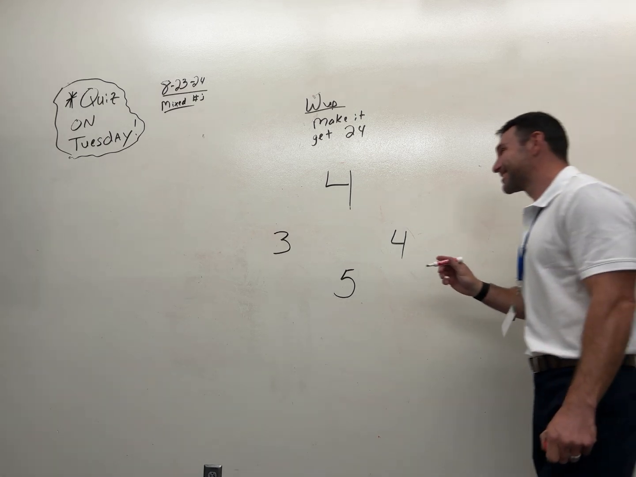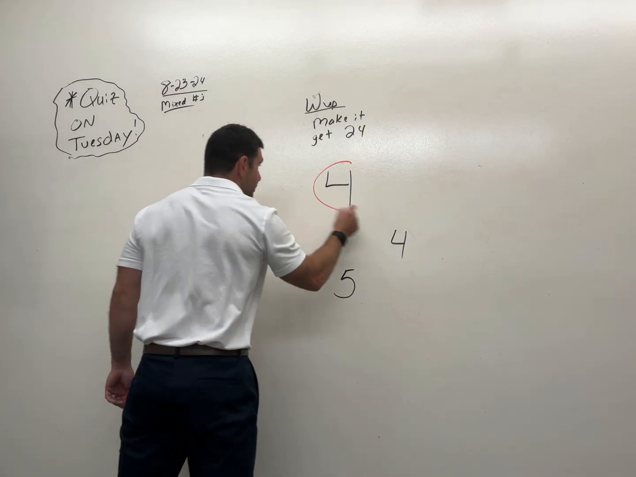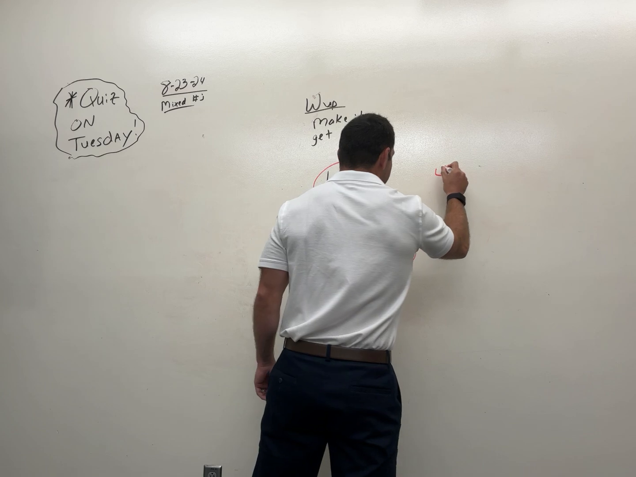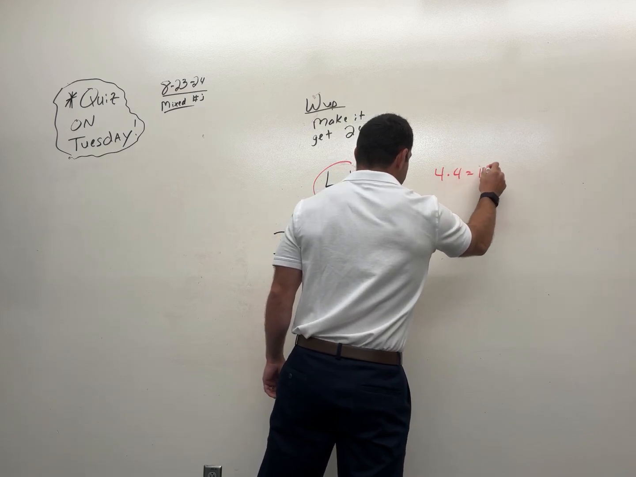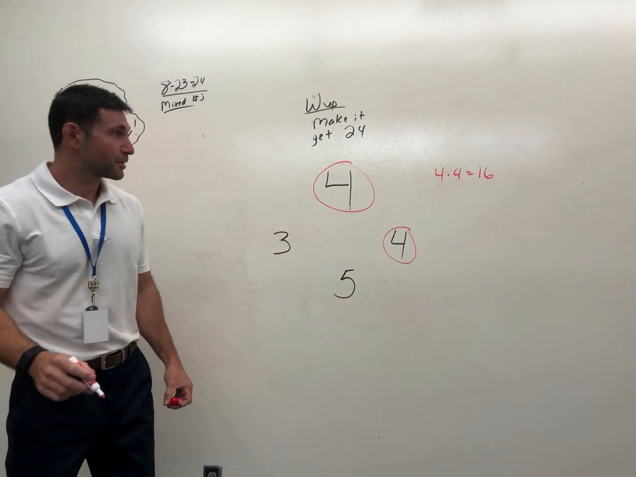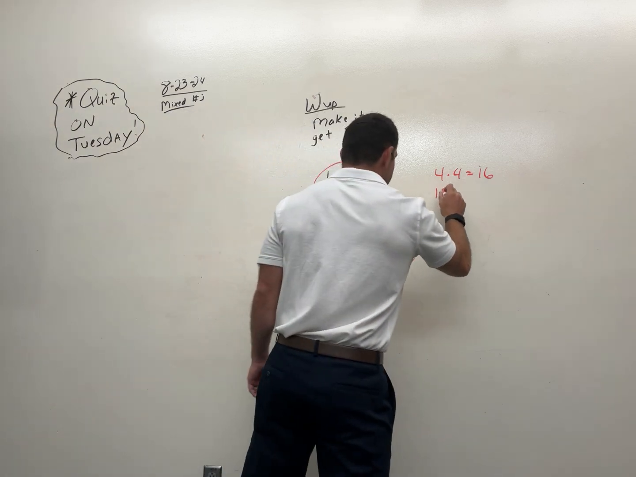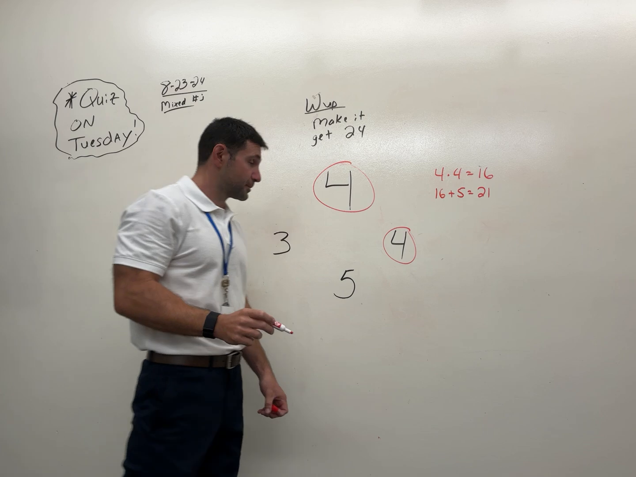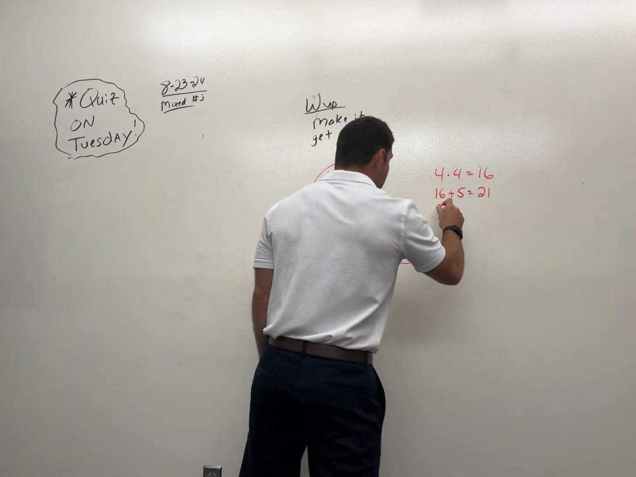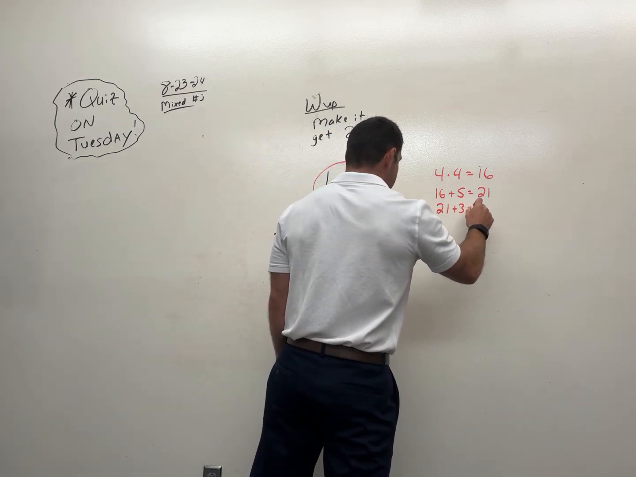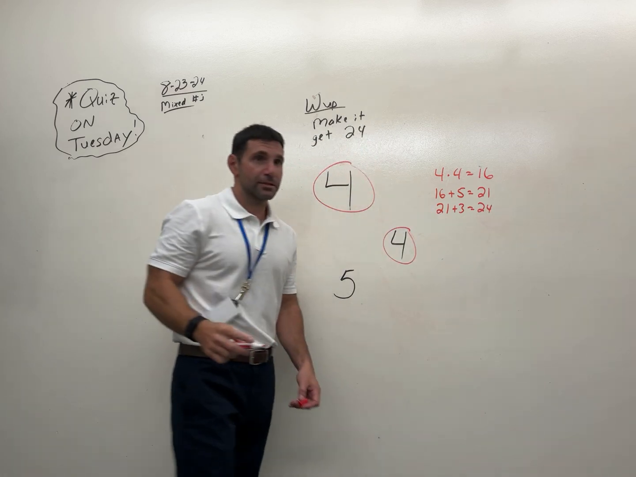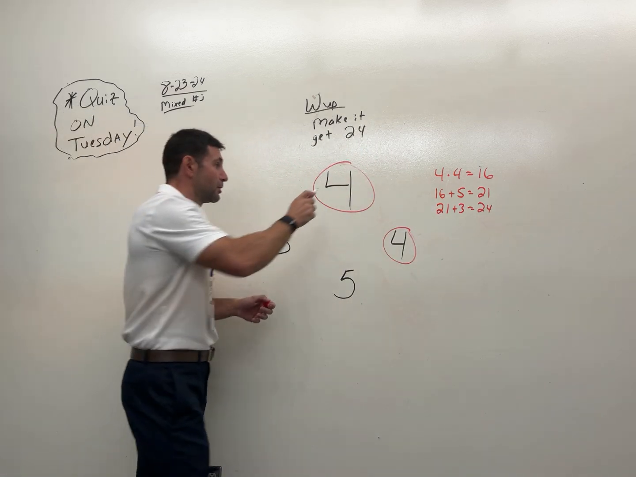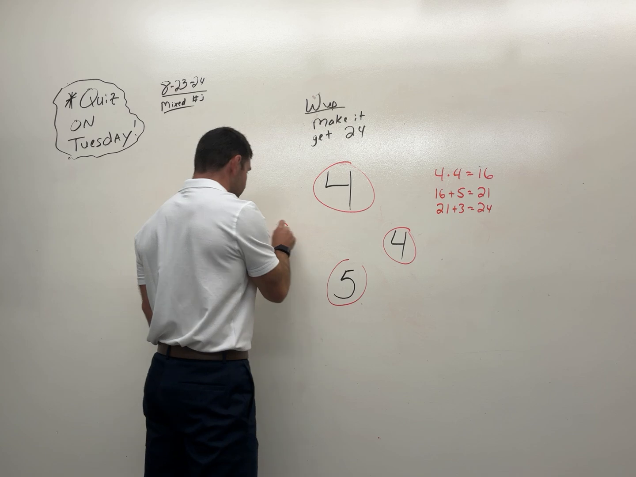Go ahead. Okay, so you do 4 times 4. So you multiply 4 multiplied by 4. Yep. Equals 16. Go ahead. And then you do 16 plus 5. Okay. So then you did 16 plus 5, which gives you a sum of 21. Go ahead. And you add 3, which is 24. Oh. 21 plus 3 is 24. That's awesome. So you used each number: 4 and 4, the 5, and the 3.